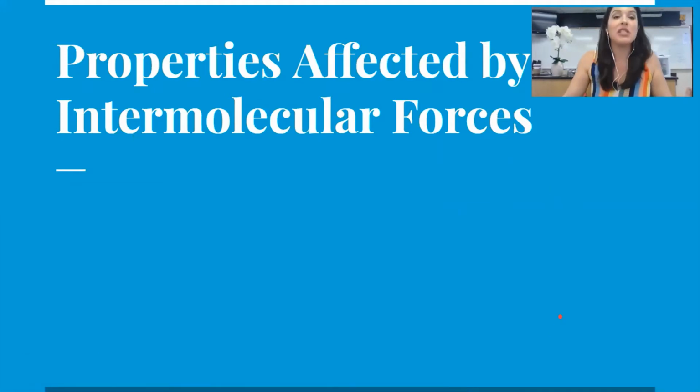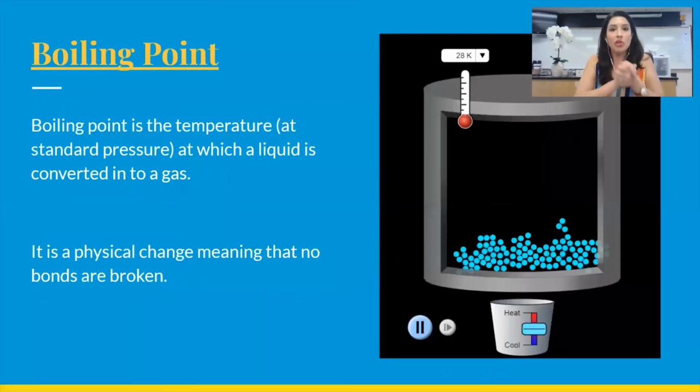Today, we are going to be talking about the different physical properties that are affected by the forces between molecules, those intermolecular forces. So the first property that I'd like to discuss is boiling point. And as you recall, boiling point is the temperature at a standard pressure, so it's just regular pressure, where a liquid is converted into a gas.